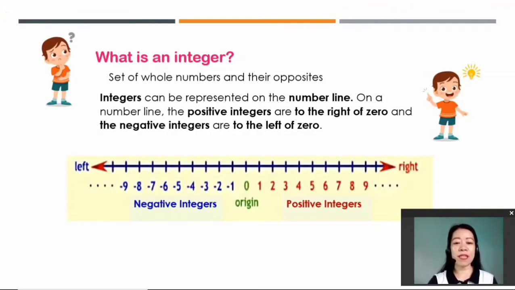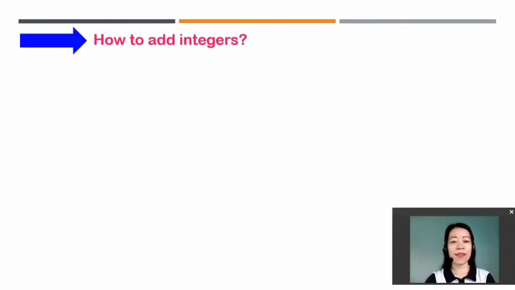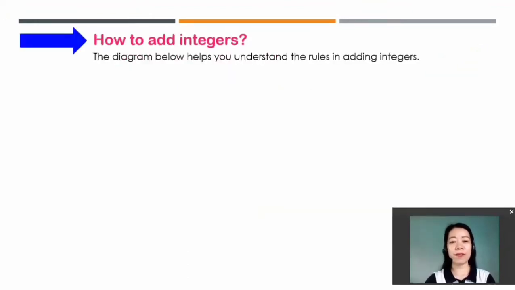Integers can be represented on the number line. On a number line, the positive integers are to the right of 0 and the negative integers are to the left of 0. How to add integers? The diagram below helps you understand the rules in adding integers.